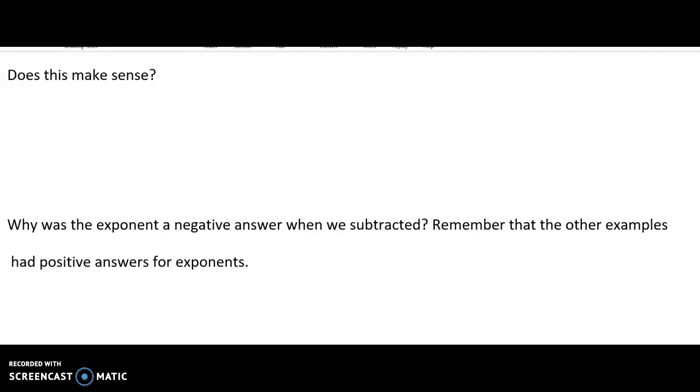We're asked, why was the exponent negative when we subtracted? Well, because it ended up in the denominator. Remember that other examples had positive answers. That's because the number in the numerator for the exponent was larger. If the number for the denominator is larger, then you're going to have a negative answer.